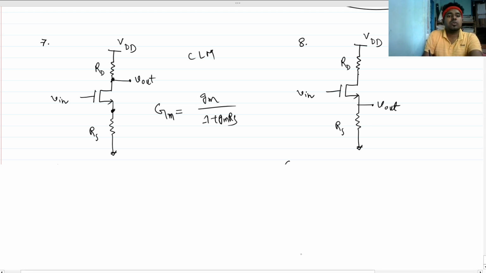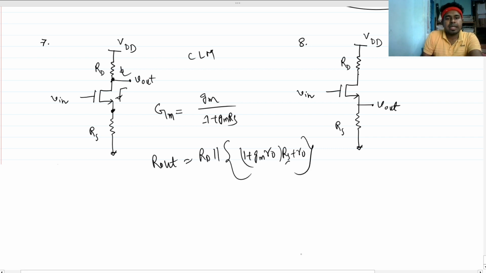And what will be the overall R out? R out will be the looking-in impedance downward and the looking-in impedance upward from here. So upward this will be RD itself, RD parallel. And if we consider channel length modulation, the equation is GM R naught into RS plus R naught. We did it previously. And if we neglect channel length modulation, the R out is nothing but RD itself when lambda is 0. So what will be the overall gain? This into this will be our overall small signal gain.